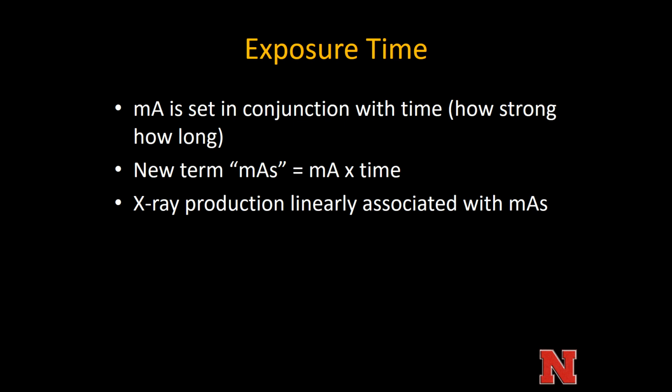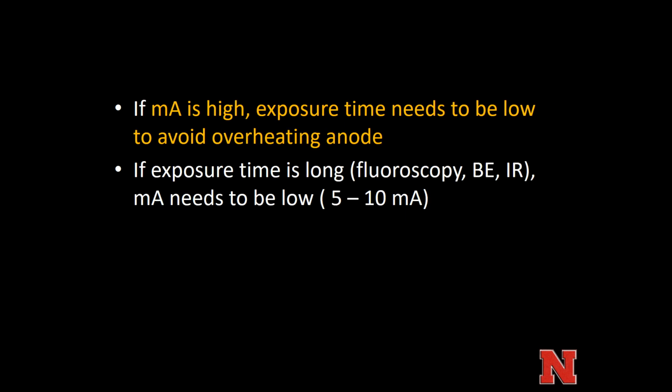So X-ray production is linearly associated with the exposure time as well as this new concept, mAs. If you double exposure time, you will double X-ray generation. If you double the mAs, you will double the X-ray generation. Linear, simple relationship. If the mA is high, exposure time needs to be low to avoid overheating it.